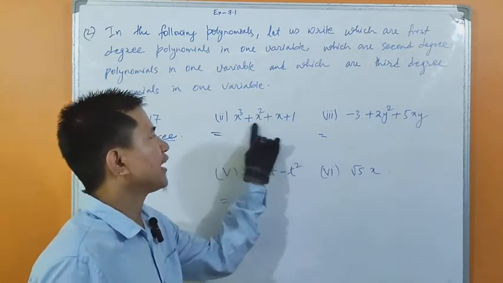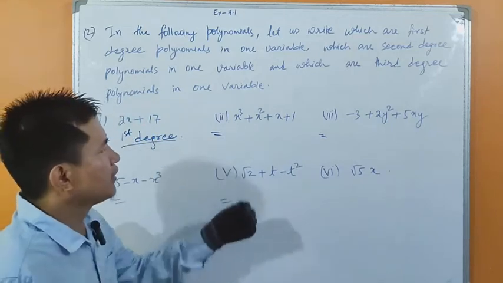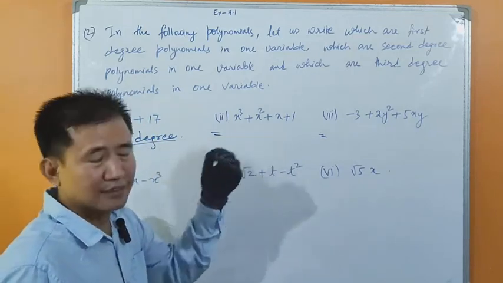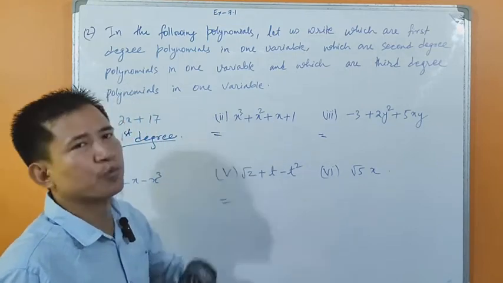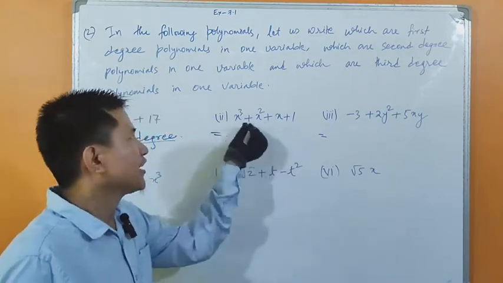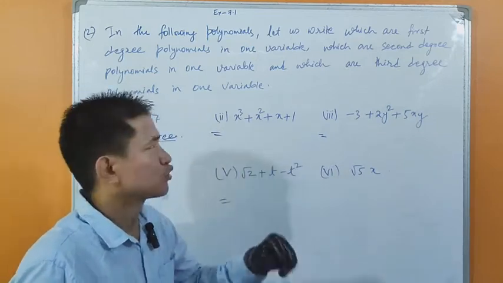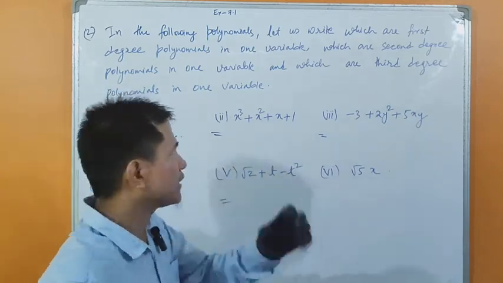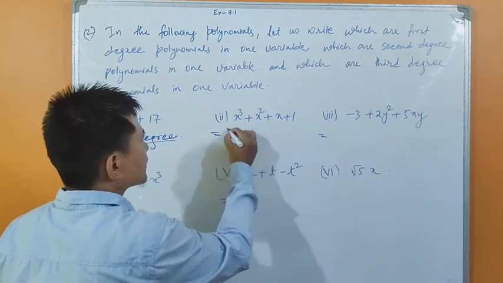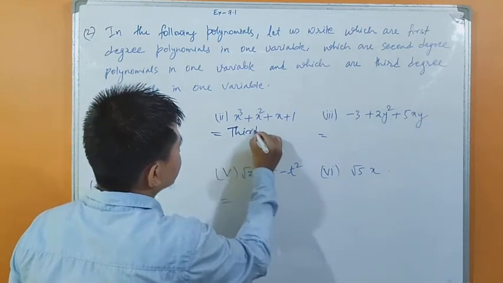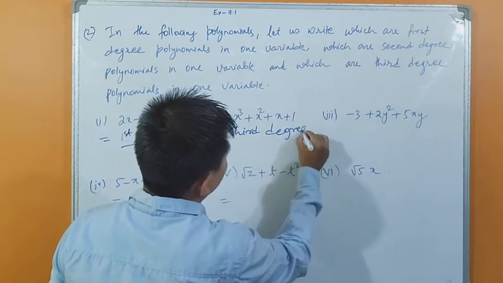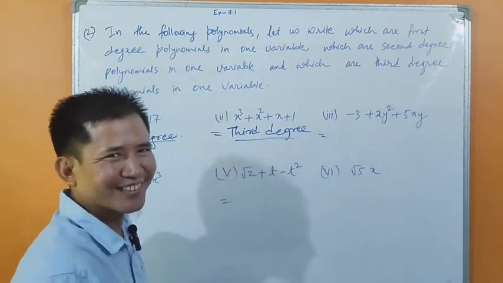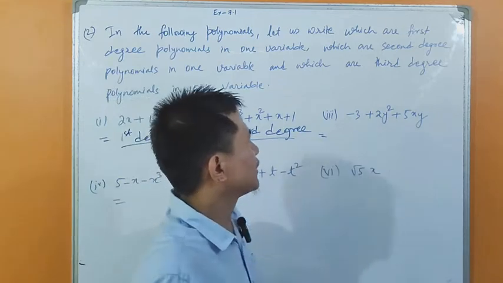Okay, this expression also has only one variable, that is x. You can see only x in this expression, and the highest power of x is 3. So the degree of this polynomial is 3. That means this can be written as a third degree polynomial. Got my point? It's easy, isn't it? Okay, let us see this one.